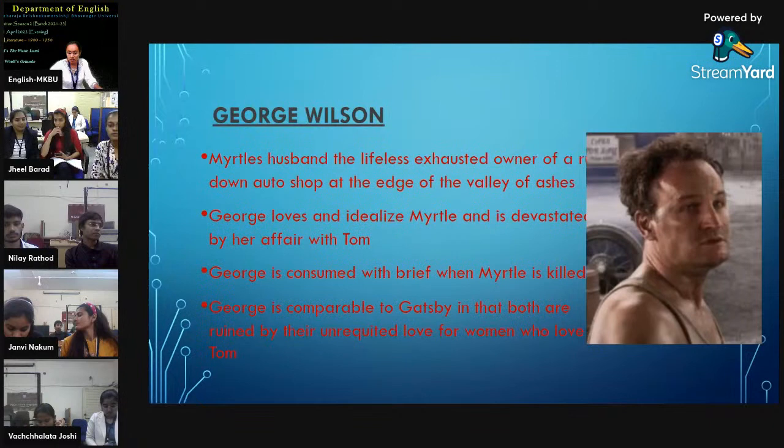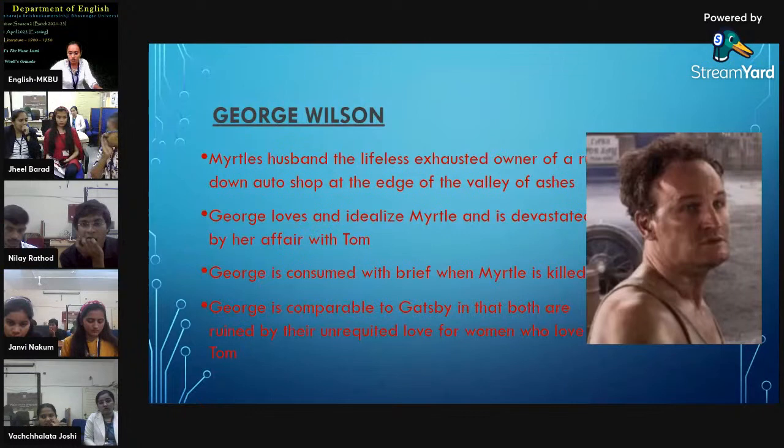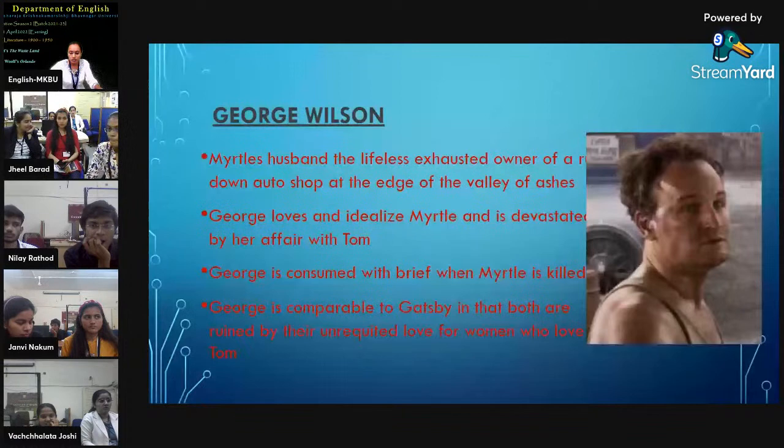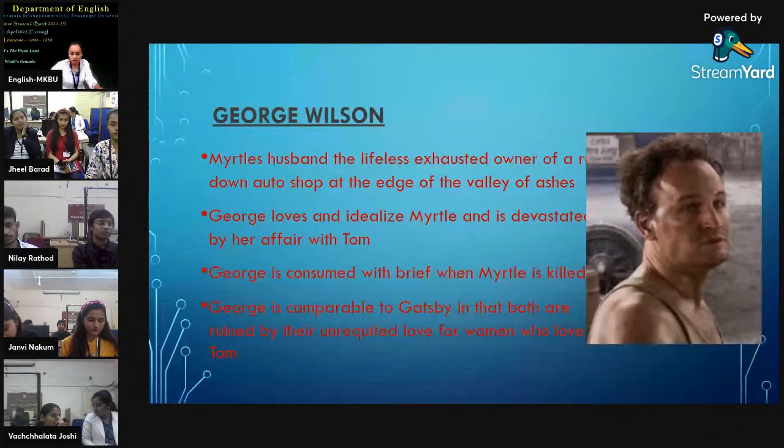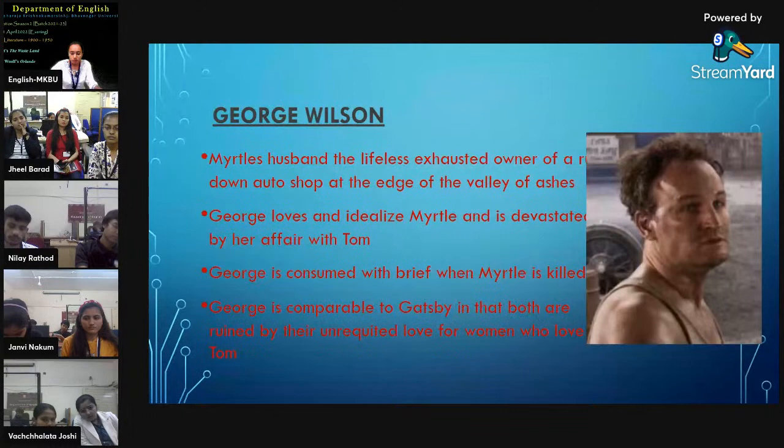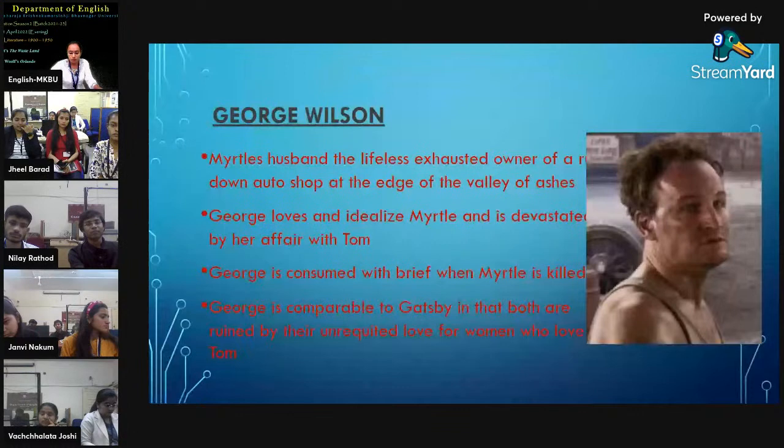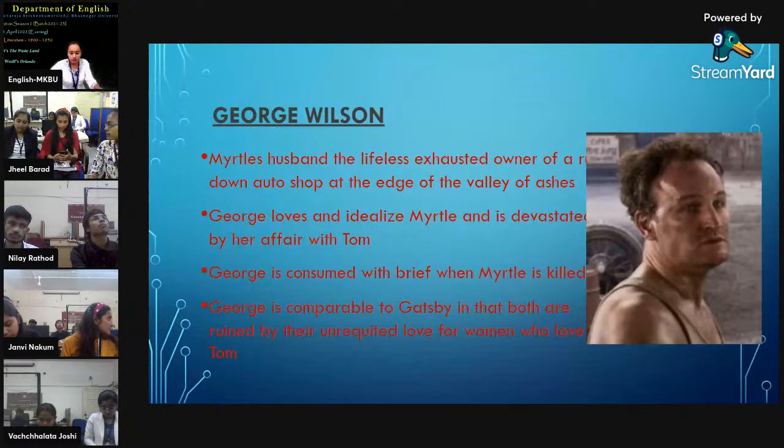George Wilson, Myrtle's husband, is a lifeless, exhausted man who runs a rundown auto shop at the edge of the Valley of Ashes. George loves and idealizes Myrtle and is devastated by her affair with Tom. George is consumed with grief when Myrtle is killed. George is comparable to Gatsby in that both are ruined by their untrue love for women who love Tom.